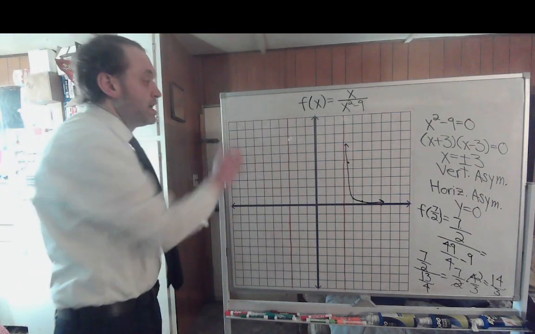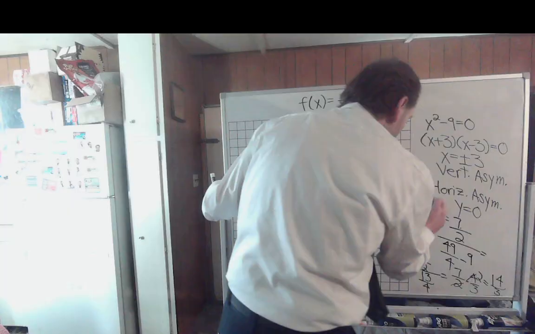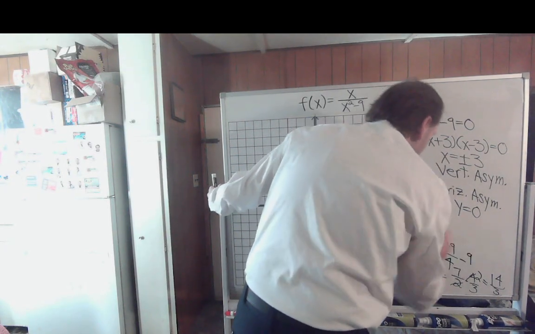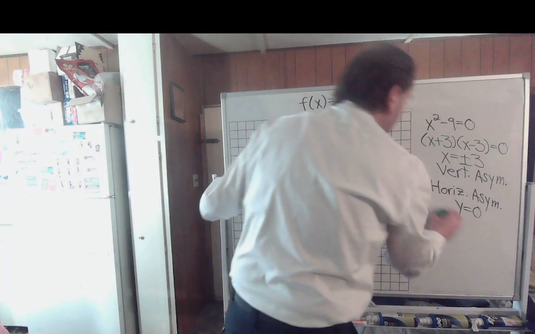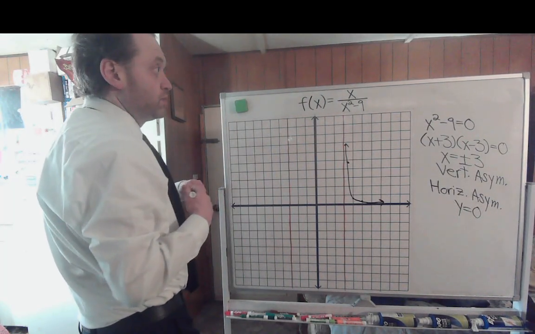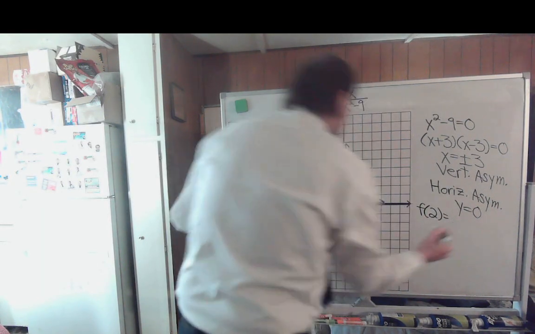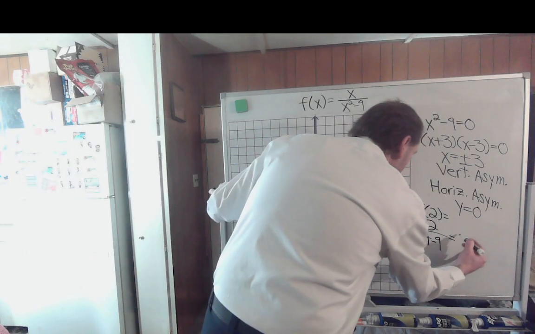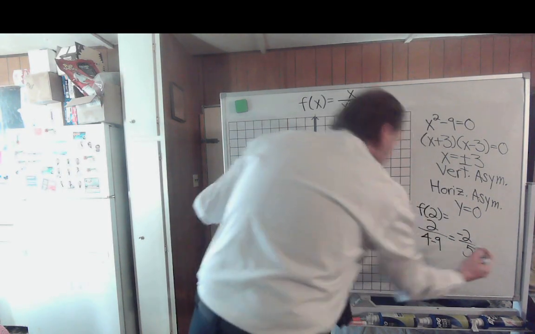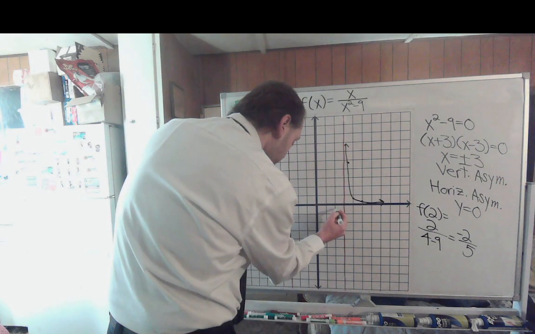Okay. So now let's go in between -3 and 3. Let's figure this out. What about when x equals 2? So let's put in f of 2. F of 2 would end up being 2 over 4 minus 9, which would end up giving you -2/5. So when x is 2, y is -2/5, so that's a little under half.